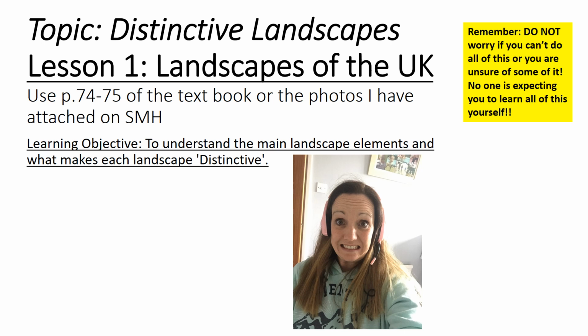So we are going to try and do a new topic this term. But please remember, look at the yellow box on the screen. Please remember, don't worry if you can't do all of this. Don't worry if you're struggling with some of it. You can always email me, and I'm certainly not expecting you to learn all of this all by yourself. And we will definitely be going back over some of this stuff. But the topic that we're learning is called distinctive landscapes.